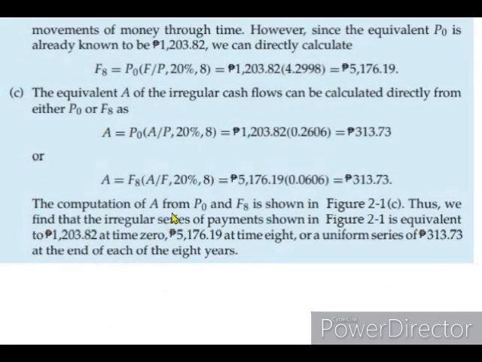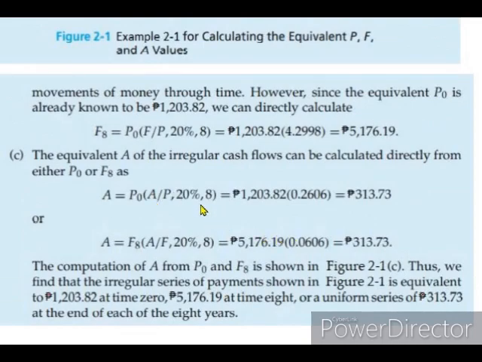So, the computation of A from P sub 0 and F sub 8 is shown in those figures, figure C. Thus, we find that the irregular series payments shown in figure 2-1 is equivalent to 1,203.82 pesos at the time 0, 5,176.19 at the time 8, or a uniform series of 313.73 at the end of each of the 8 years. So, nagets para nakuha yung mga yon.